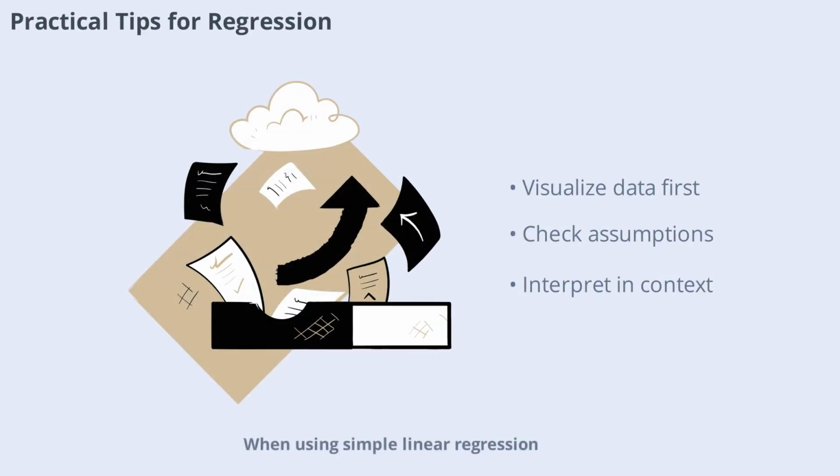When using simple linear regression, always start by visualizing your data and checking assumptions. Clean your data to remove outliers and errors and interpret your results in context. Remember, regression is a tool to help you understand relationships, not just a formula to apply blindly.